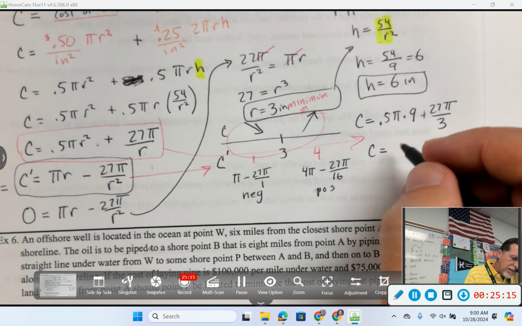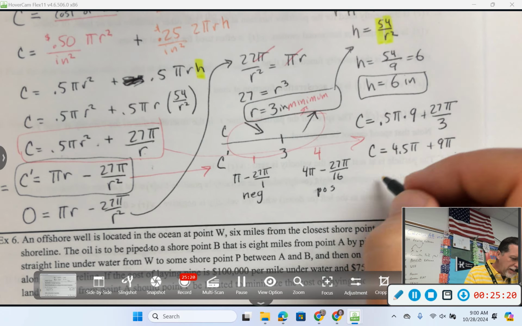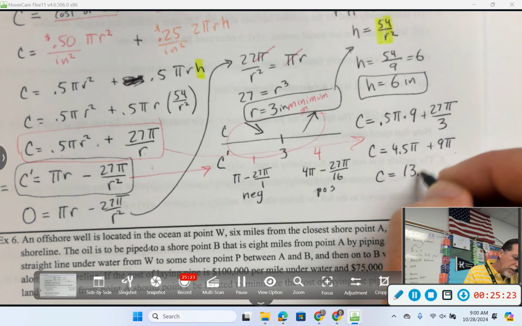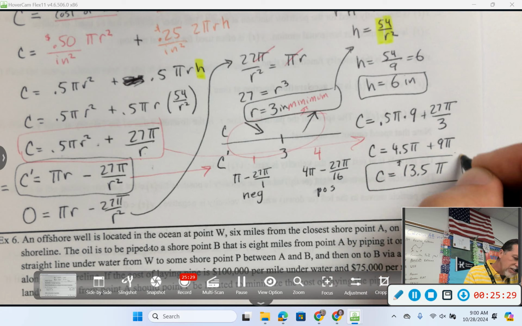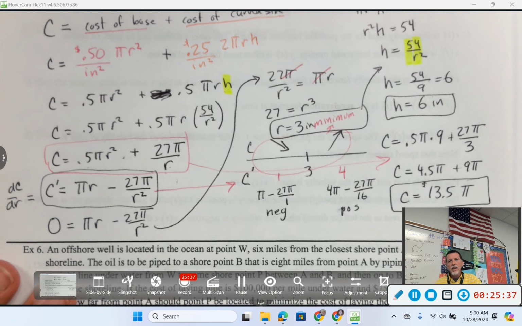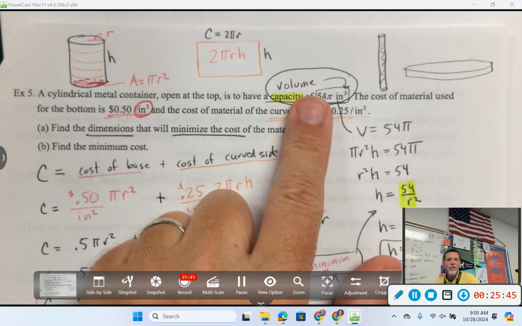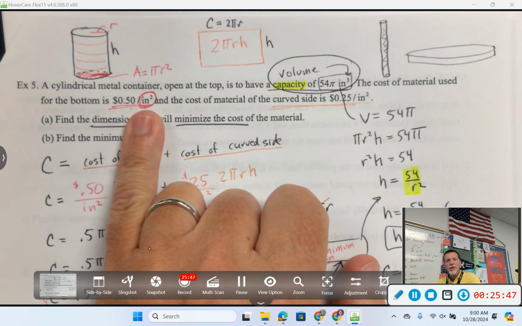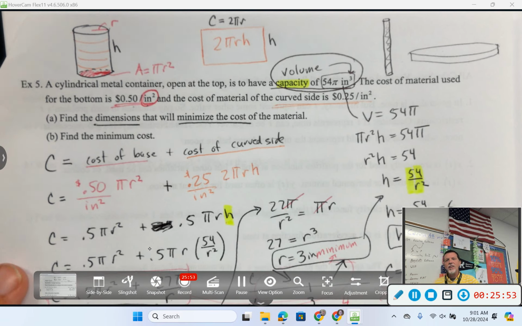Safe stop. 4.5 pi plus 9 pi. I should probably safe stop this before I mess something up. $13.5 is the cost. It's an expensive can. But that's the least expensive can that will hold 54 pi inches cubed, where the bottom costs 50 cents per inch squared and the side costs 25 cents per inch squared.